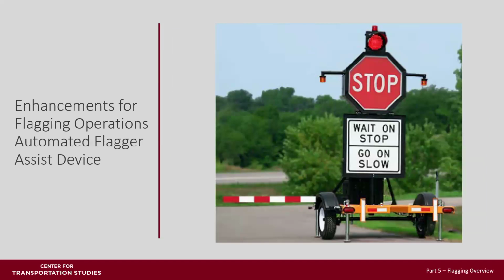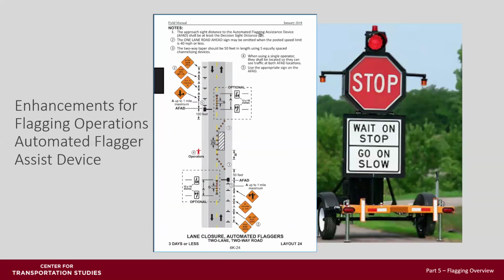Automated flagger assist devices, known as AFADs, are operated by flaggers from a remote location. Layout 24 of the field manual provides information on the use of AFADs. Let's take a look at how AFADs function.